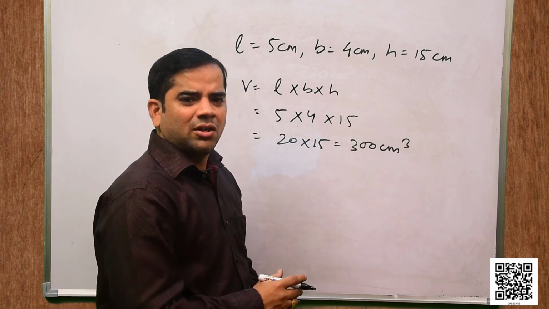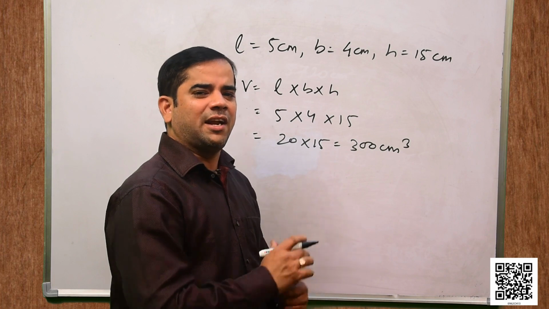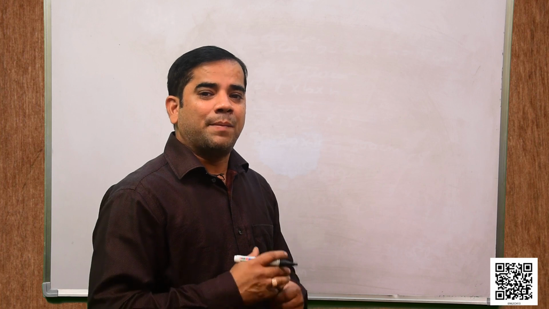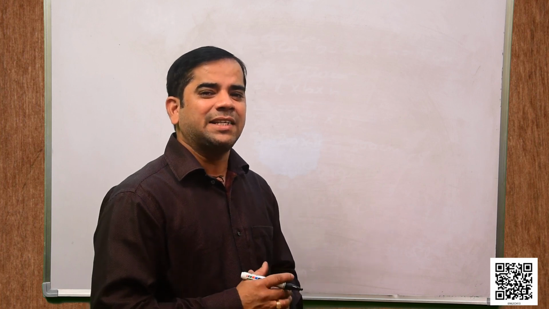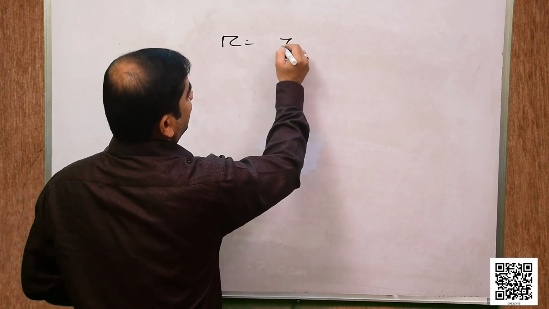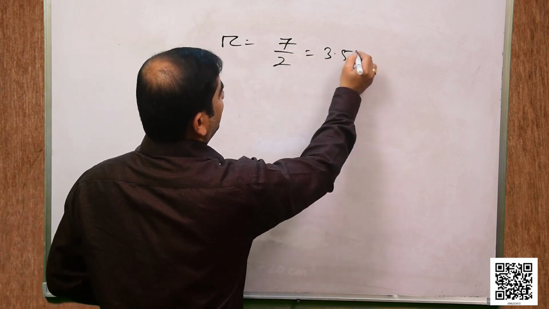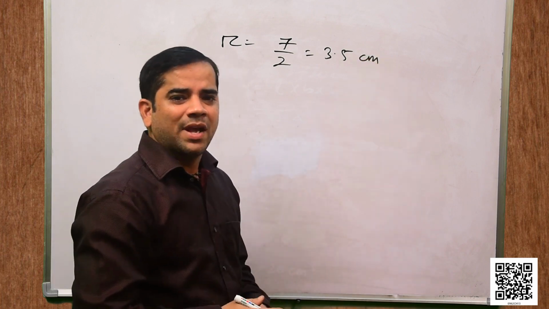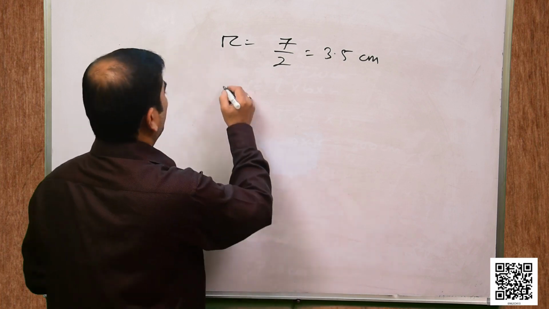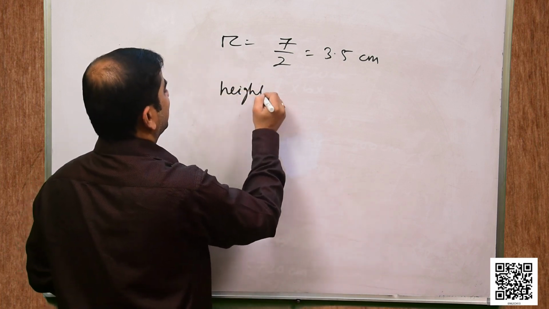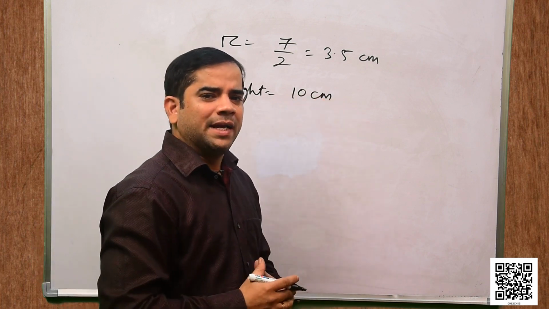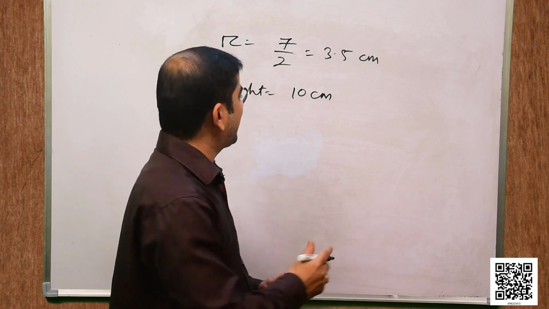So let us find out the volume of the cylindrical can. Students, the diameter of the plastic cylinder is given as 7 centimeter. So let us find out the radius. R is equal to 7 by 2, that is 3.5 centimeter. Height of plastic cylinder is given as 10 centimeter. So height is equal to 10 centimeter. So what should be the capacity of plastic cylinder?